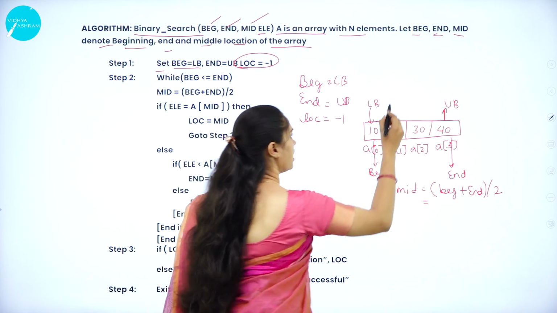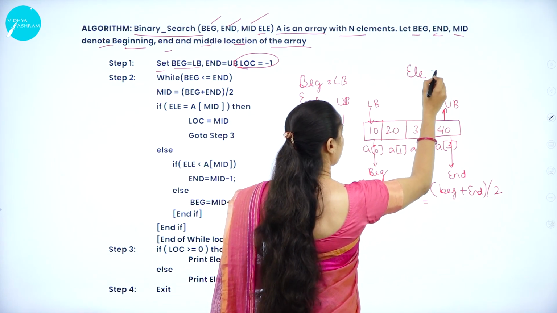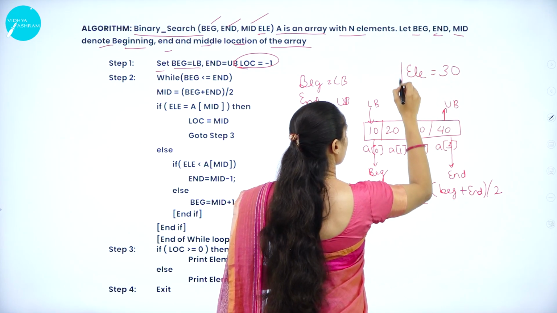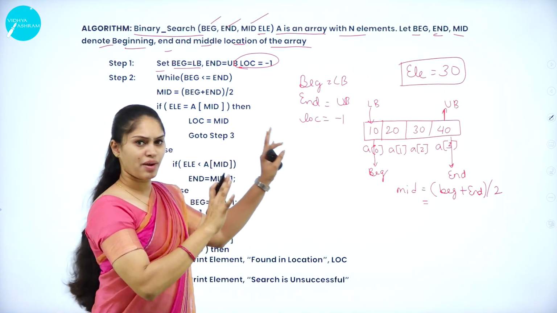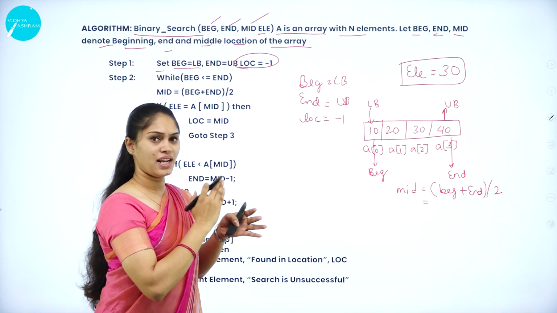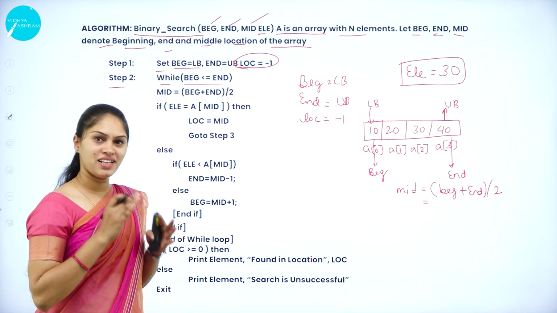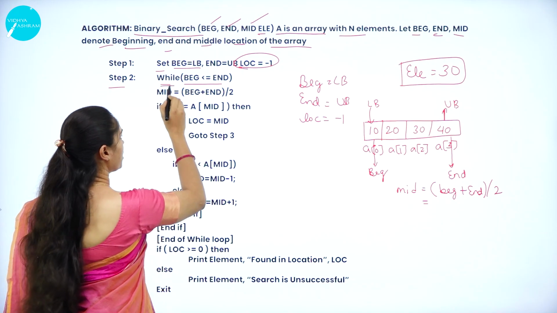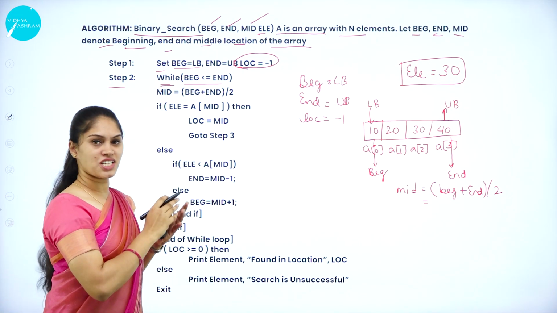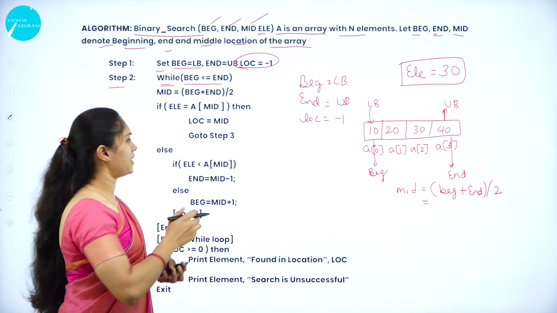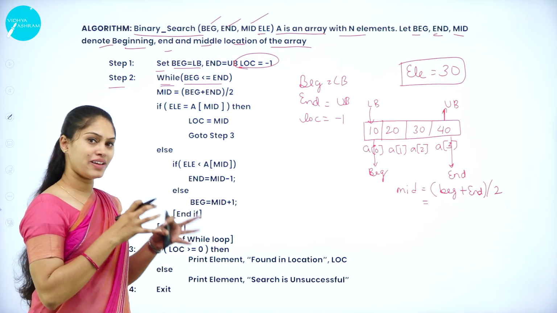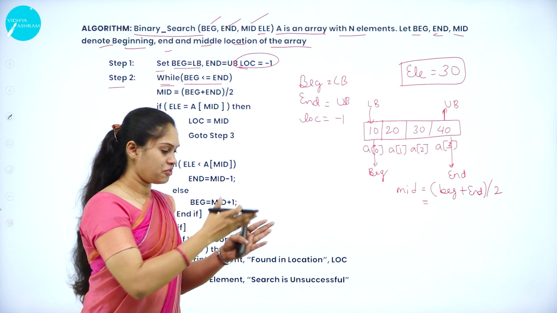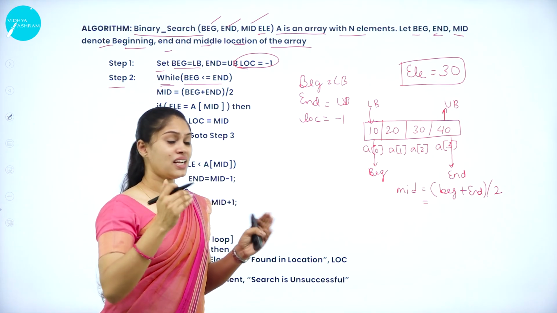So let me consider, I want to search for an element called 30. So that is my scenario. You have understood what is beginning, what is end. So in step 2, what I am going to do is test the while condition. We already discussed while and all. So while beginning is less than or equal to end. So whether I am searching for an element which is exactly between the beginning and end.